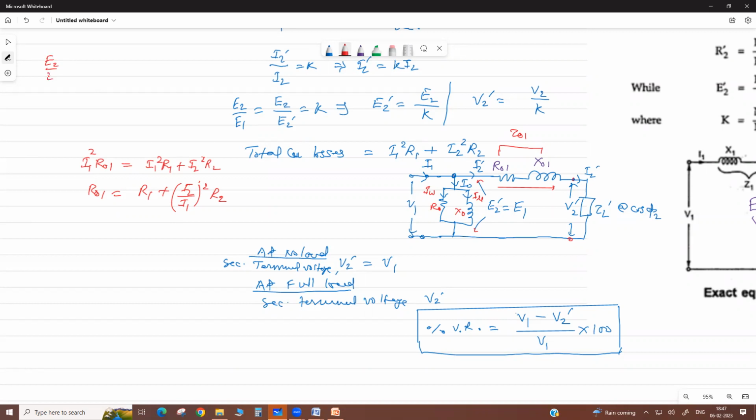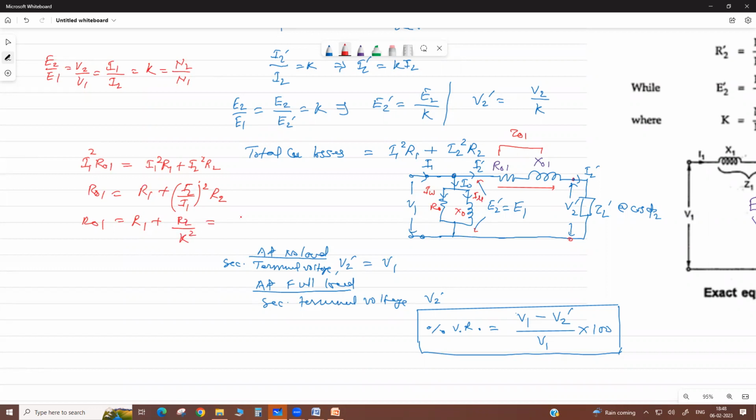E2 by E1 equals V2 by V1 equals I1 by I2 equals K, and that is N2 by N1. So it means if we do I2 by I1, it is 1 by K. We can write R01 equals R1 plus R2 by K square, because it is a square. R2 by K square.